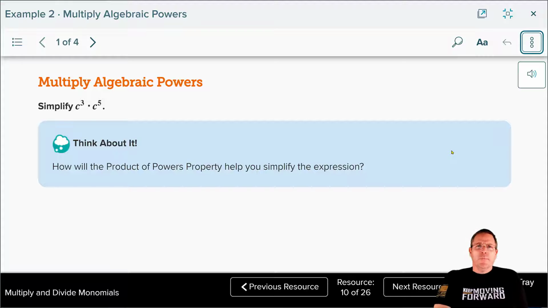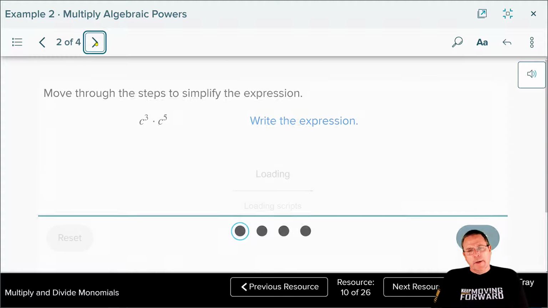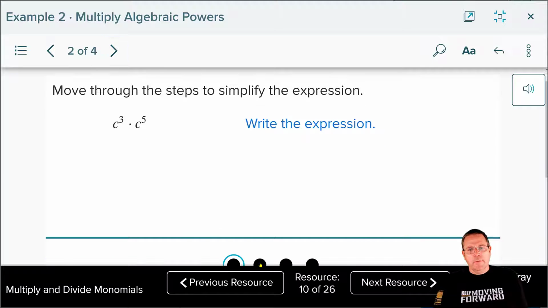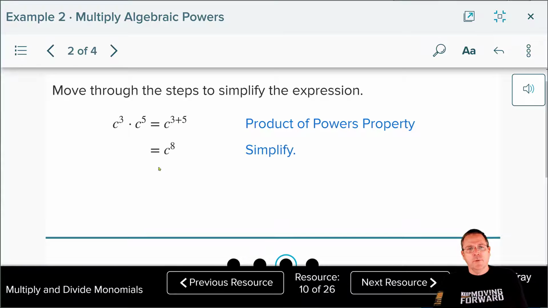But what if we had it with variables? Here I have c cubed times c to the 5th. If we were to work through that one, let's make it a little bit bigger for you. That would be the same thing as saying c to the 3 plus 5, and 3 plus 5 is going to equal 8, and c to the 8th is your final answer. Now your textbook gives you a spot here you can type that in. I'm not going to do that, but you should. The reason I'm not is the answer's right there.